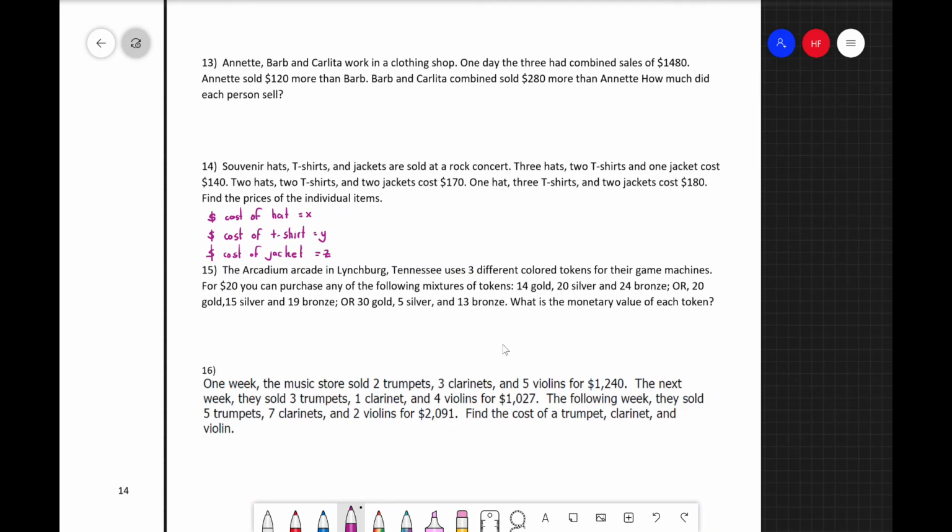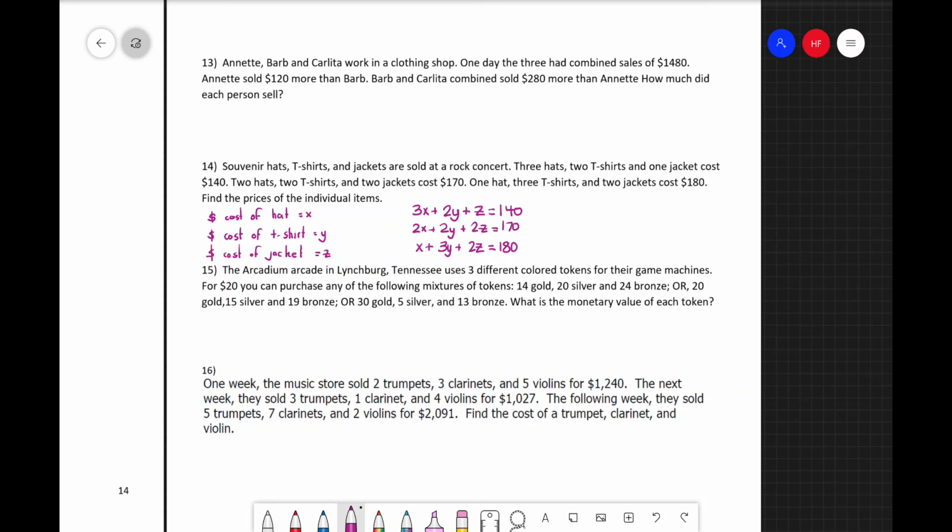So 3 hats, 2 shirts, and 1 jacket is $140. 2 hats, 2 shirts and 2 jackets is $170, oops, I missed shirts. And then 1 hat, 3 t-shirts, and 2 jackets is $180.